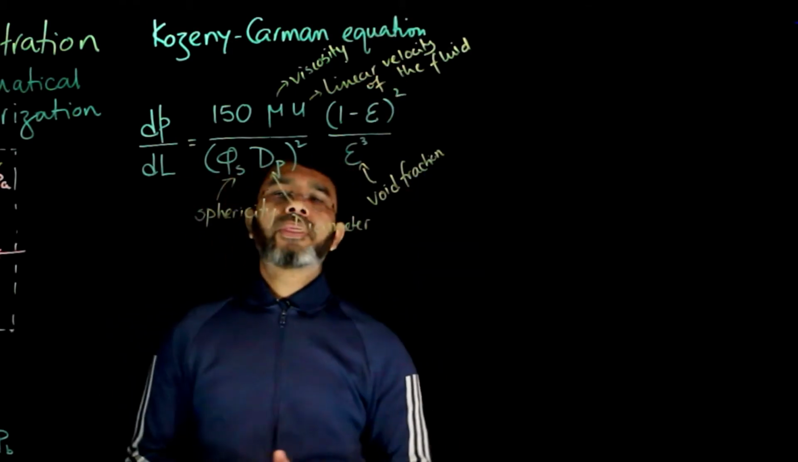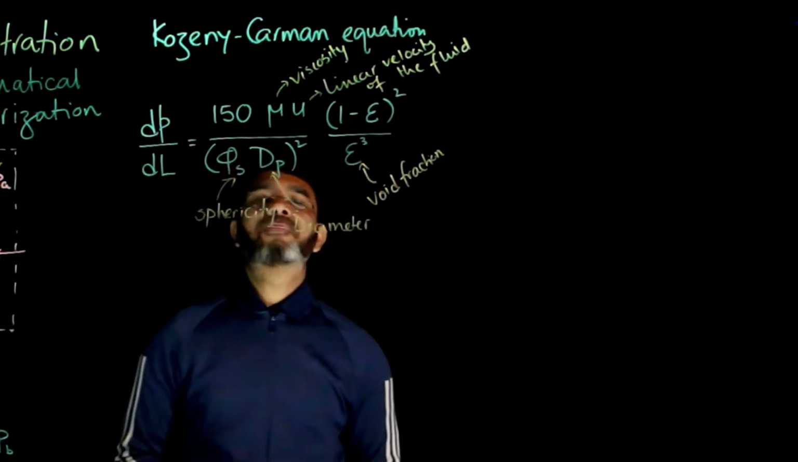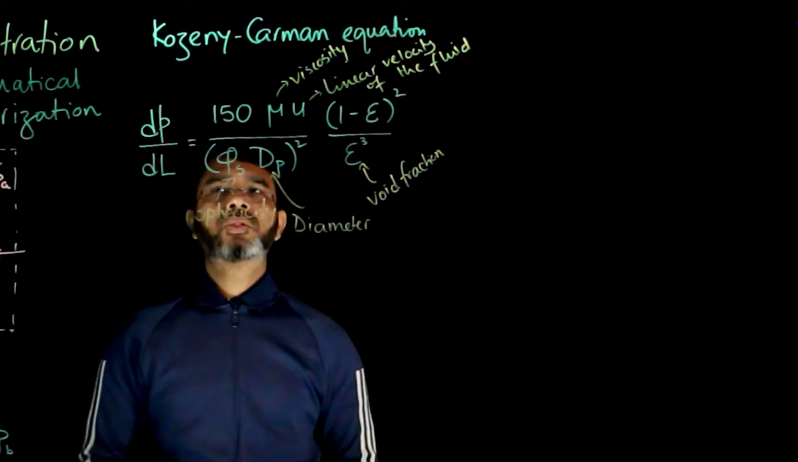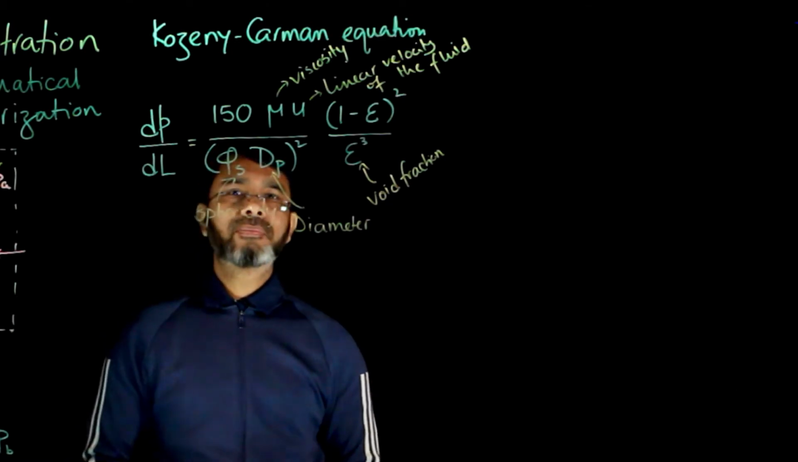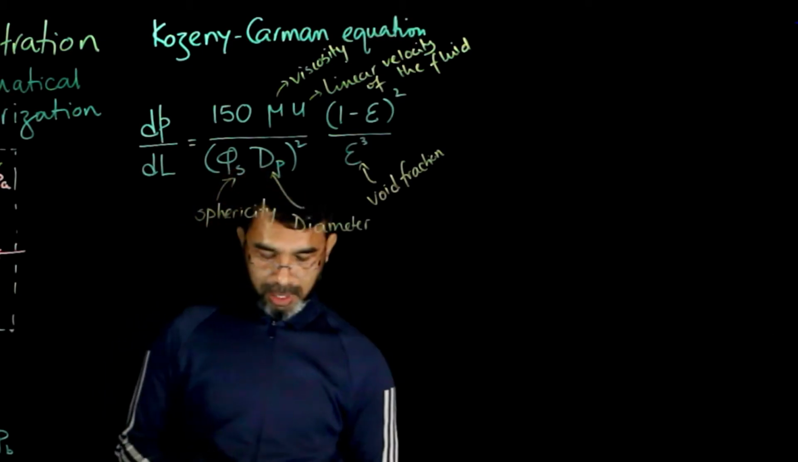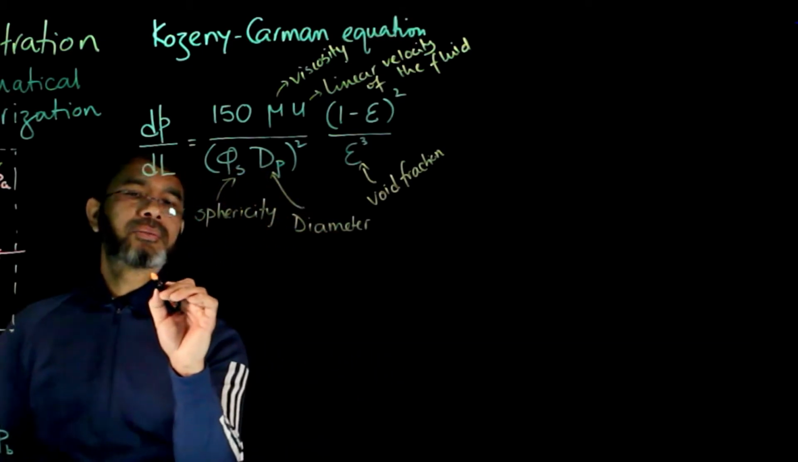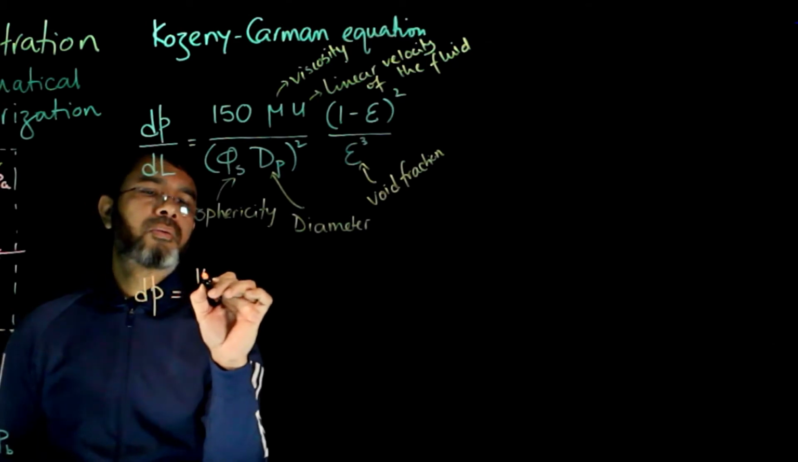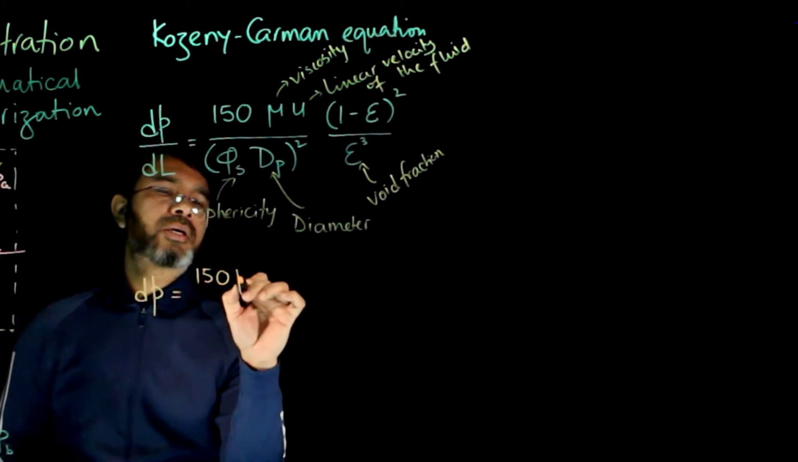Now to start with, we'll try doing some sort of replacement in this equation. The first one will be to replace this dl term by some mass of particles. To do that, we'll represent this dp with all these terms remaining there.